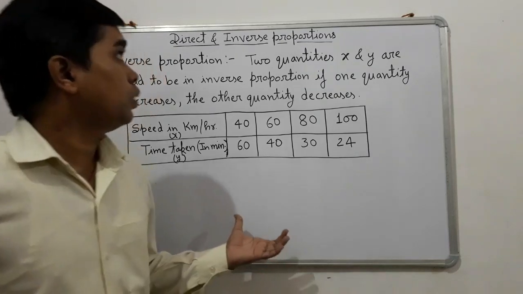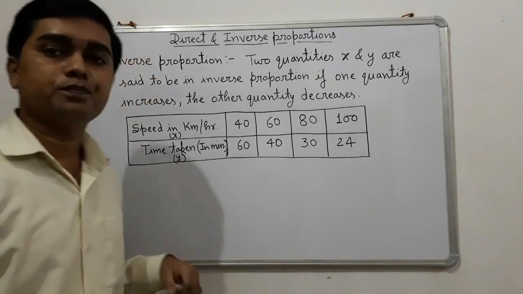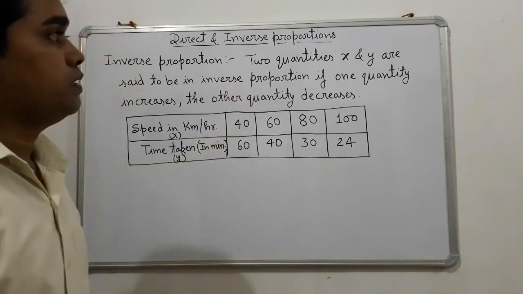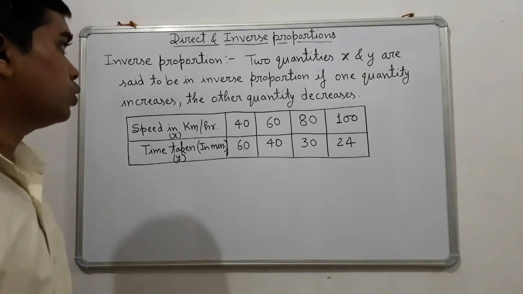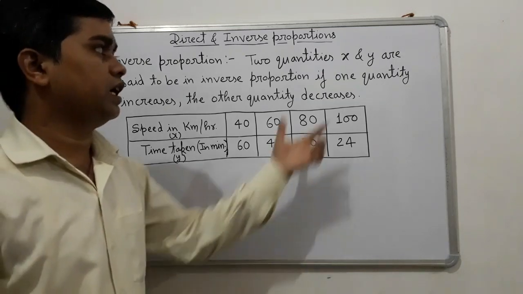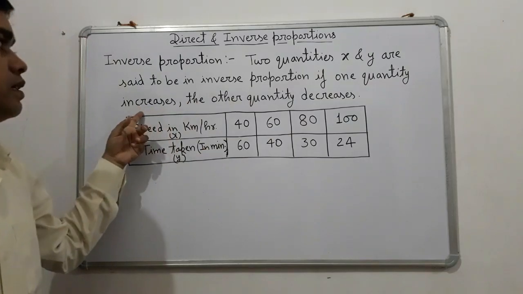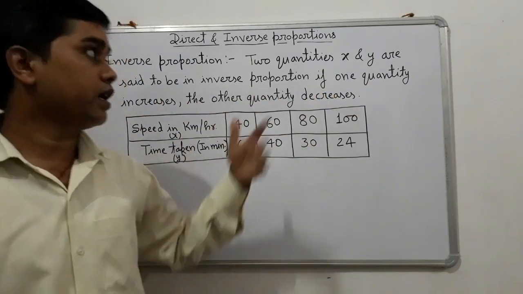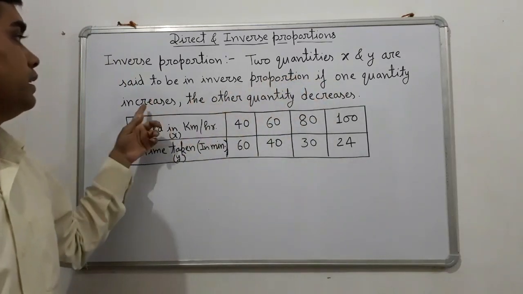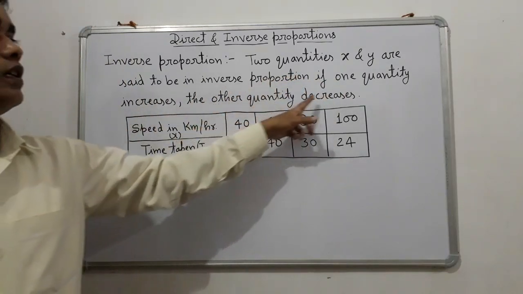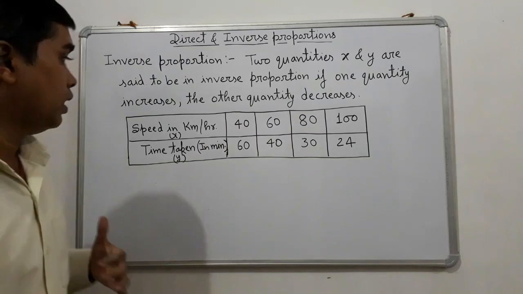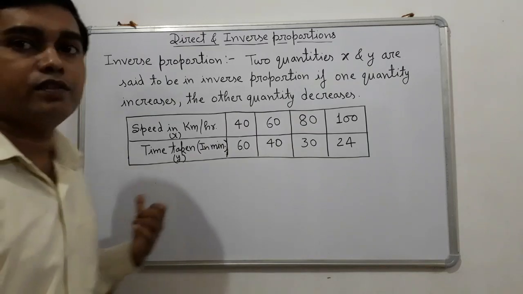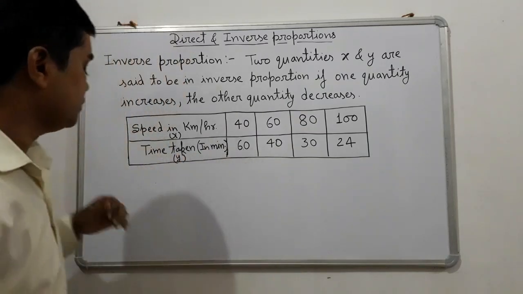Children, now see what is inverse proportion. Two quantities x and y are said to be in inverse proportion if one quantity increases, the other quantity decreases. Or you can say if one quantity decreases, the other quantity increases. Let's see it with an example.